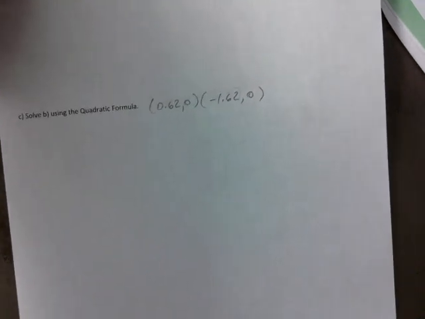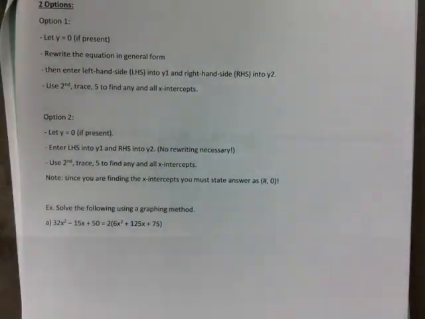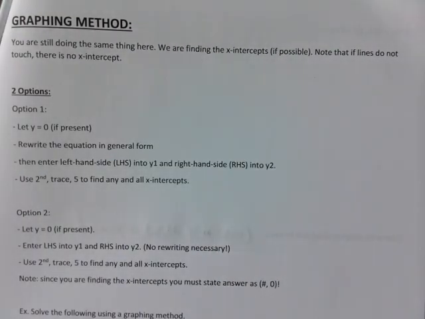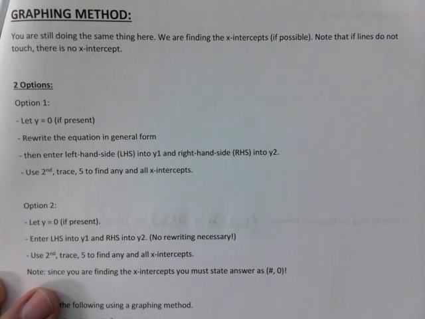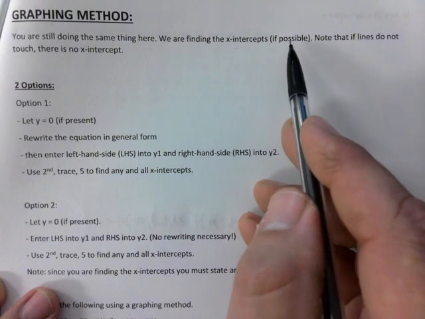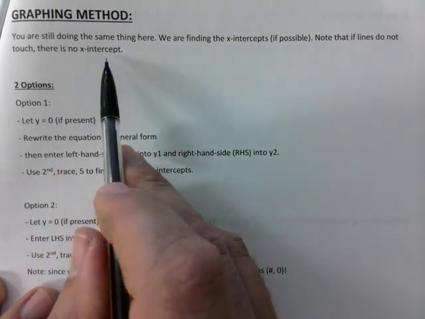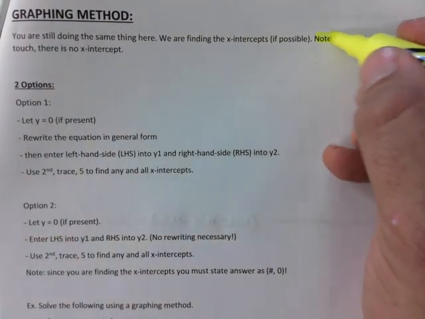So how else can we solve quadratics? This is using the quadratic formula. But go to 22. This one is going to be faster because you're going to be able to use your graphing calculator again. Okay. So go to page 22, graphing method. You're still doing the same thing here, but we're finding the x-intercepts if possible, right? Note that if lines do not touch, there is no x-intercept. So I'm going to highlight that because you will soon know what I mean.